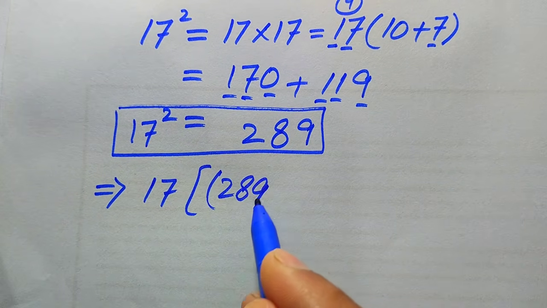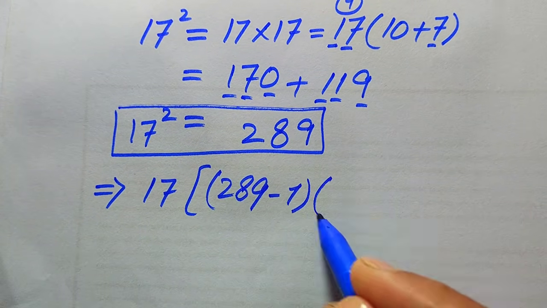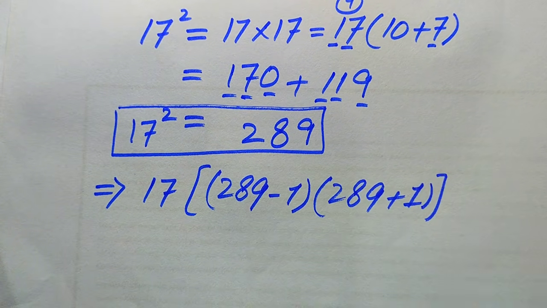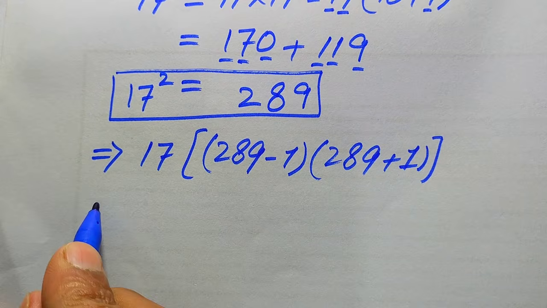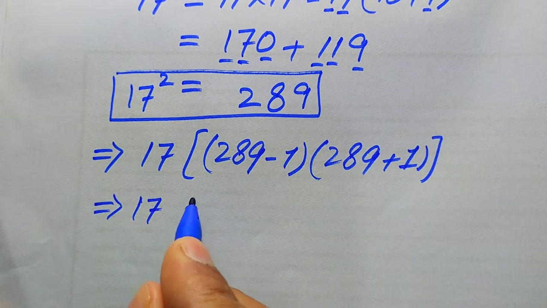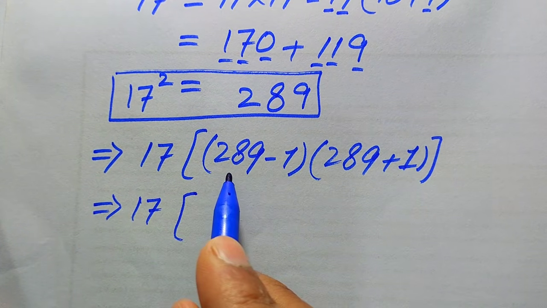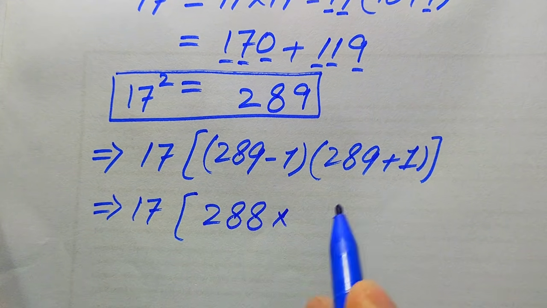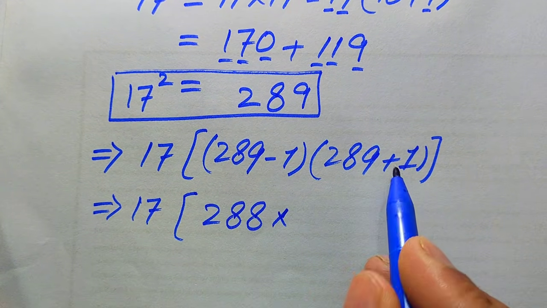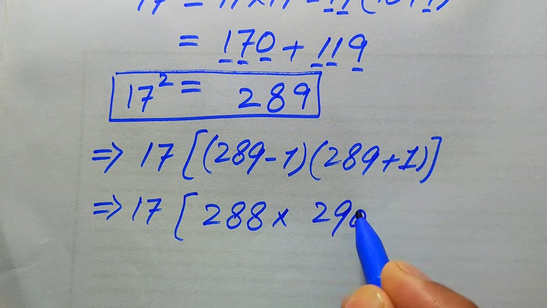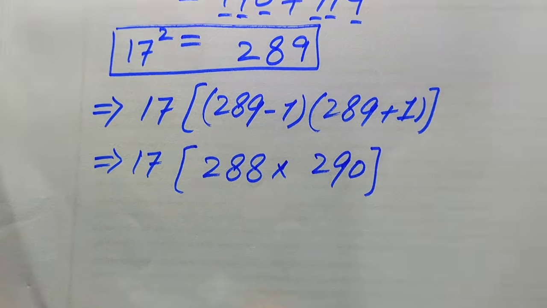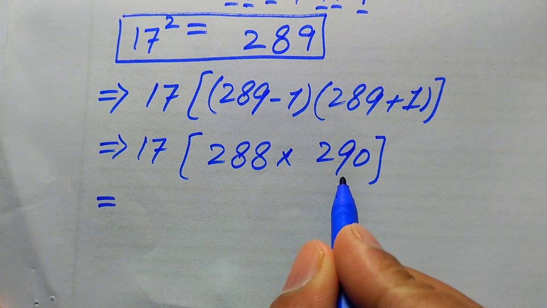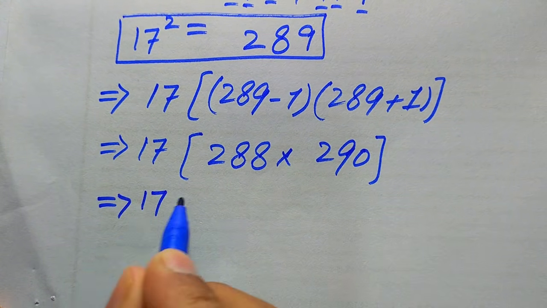17 squared equals 289 minus 1 into 289 plus 1. And here, further in the next step, we need to multiply all of these values, and you see here we have 17 times 289 minus 1, which becomes 288, and it is multiplied by 289 plus 1, which becomes 290. So in the next step, in order to multiply these two values, we need to break this term in this form.